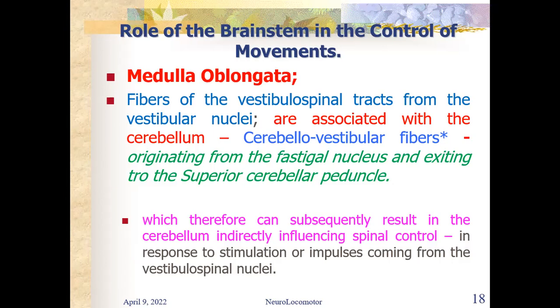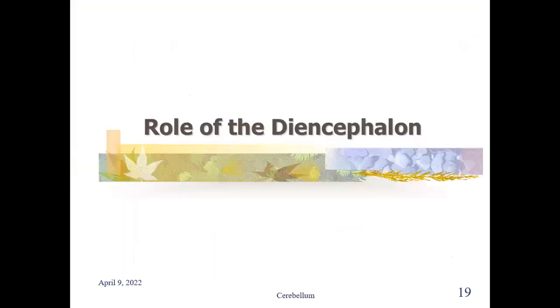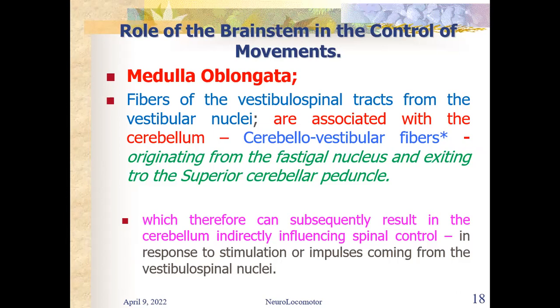So we are still on the brainstem, the role of the brainstem in the control of movement. Still on the medulla, we are looking at the structures that are located in the medulla. We have seen the vestibular nucleus, we have seen the inferior olivary nucleus. I talked about the superior olivary nucleus in the pons. And we also have the cochlear nucleus. Remember, the cochlear nucleus is also located in the medulla. I hope you know the function of the cochlear nucleus, which integrates auditory impulses coming from the ear.